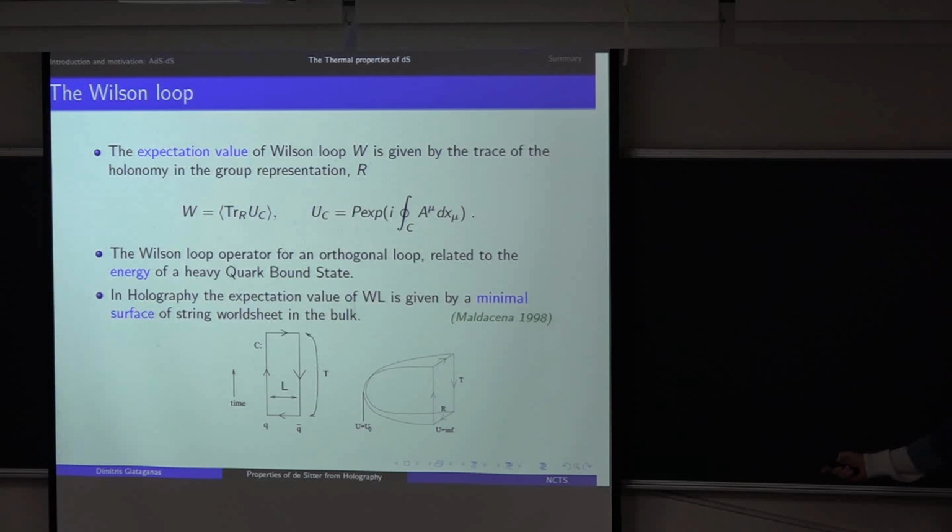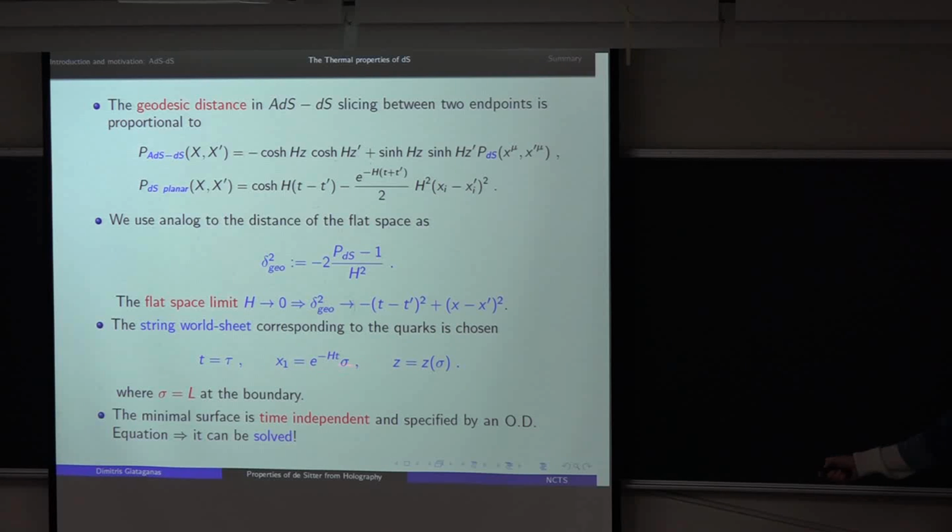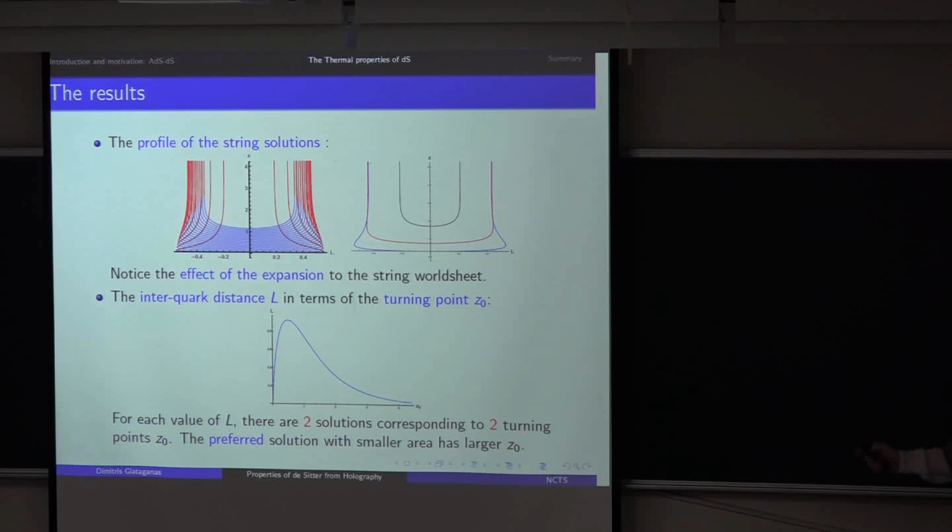So this minimal surface can be found by doing this computation. Right? I just do this parameterization. Here is the velocity of the quarks I give, and here is the bulk profile of the string. So if I do that, I will get a time-independent minimal surface, and it's an ordinary differential equation. Okay, I'm not showing you anything, I'll just show you the results. So here is the profile of the string solutions.